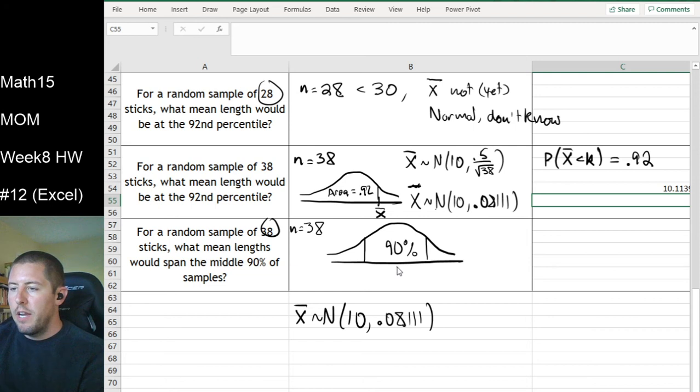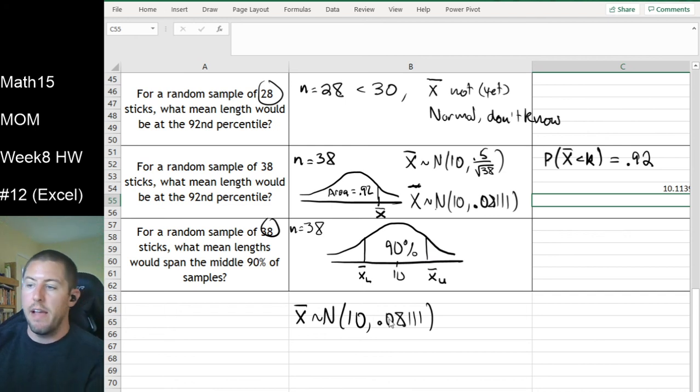So what I need to picture here is that since I know it's normal, I know we're centered at 10. What we are interested in is maybe what I'll call x bar lower and x bar upper, so an L and a U for our subscripts right there. What I want to know is what's the lower bound and the upper bound for average size for the middle 90% of the groupings of 38 sticks that we draw at a time. So what I need to be able to identify here is how much area is to the left of any of these.